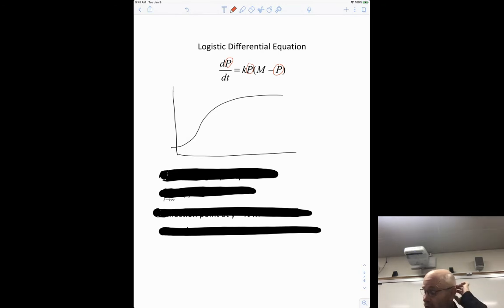The reason it's called a logistic differential equation is because if you graph this thing, it's going to look like this picture I have right here, a little like logistic growth. It goes from concave up to concave down, which we'll talk about in a second. And it actually approaches something. So I'm going to show you how to solve a logistic differential equation.